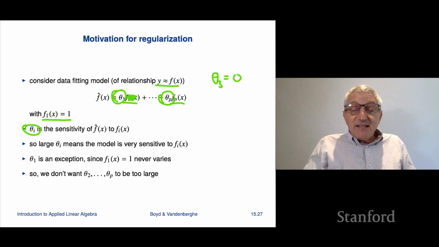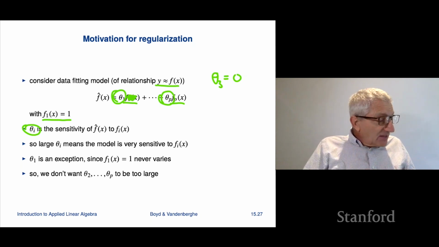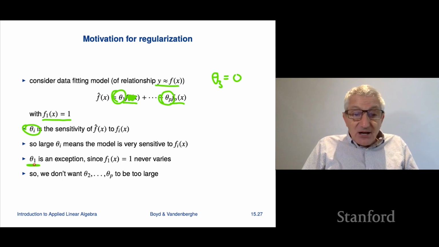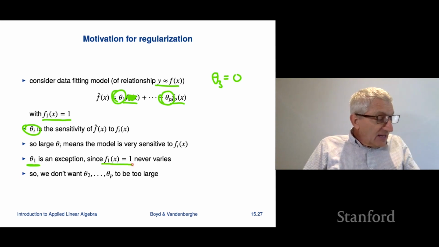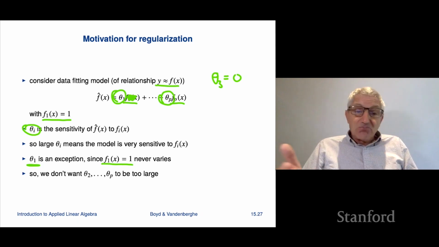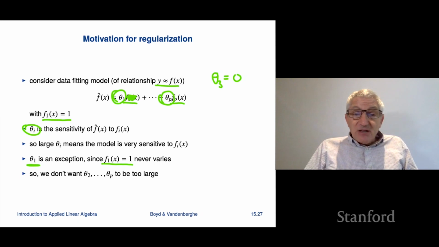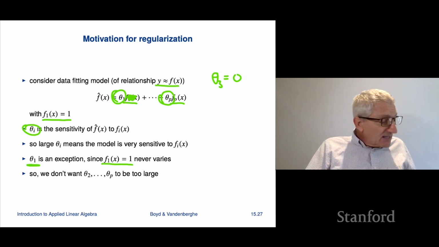Now, the idea here is that that's a bad idea. Oh, I should mention one exception. If we look at i equals 1, theta 1 multiplies a basis function that's absolutely constant. It doesn't change. So theta 1, which is the offset in the model, we don't interpret as a sensitivity.